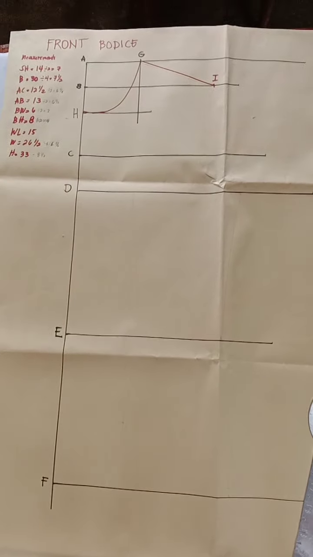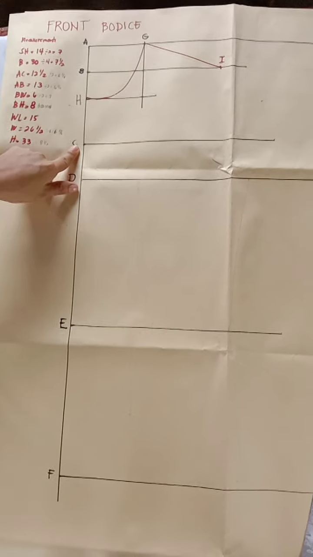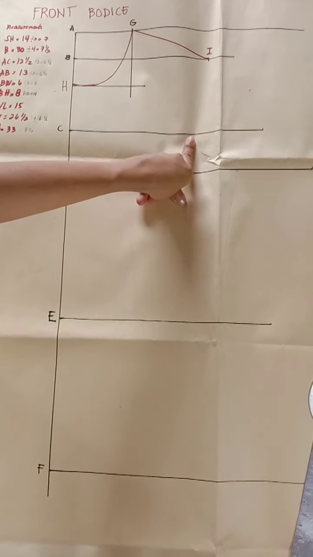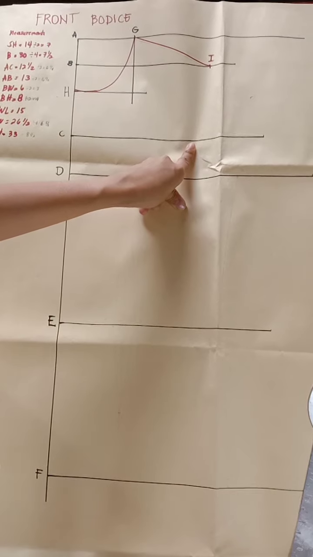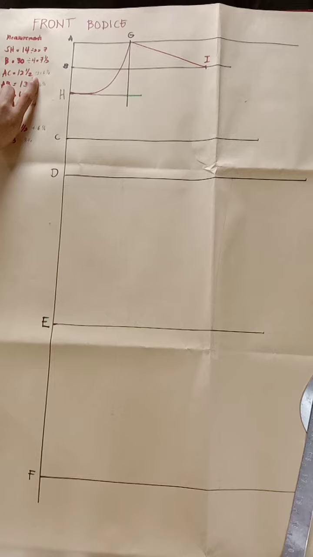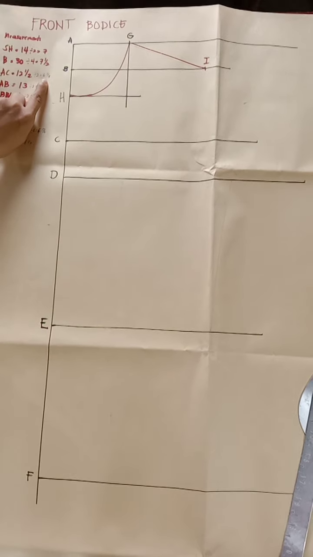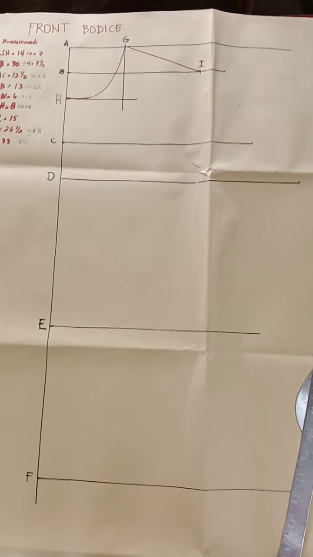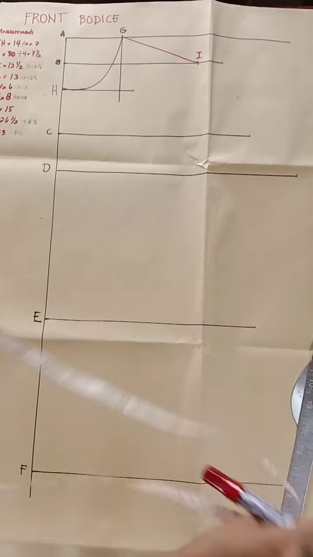Step 11, from point C to point J, use the one half of across chest measurement. Yung across chest natin is 12 and a half. So, kung i-divide mo siya into 2, ang makukuha mo is 6 and 1/4. So, susukat tayo ng 6 and 1/4.